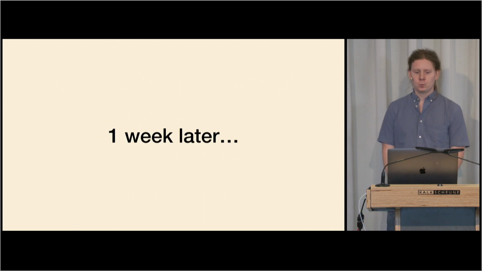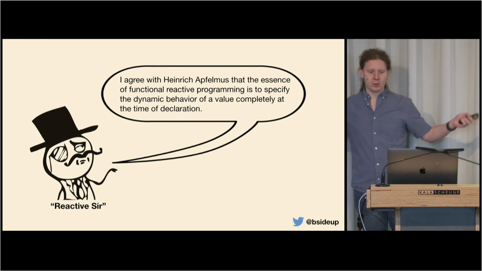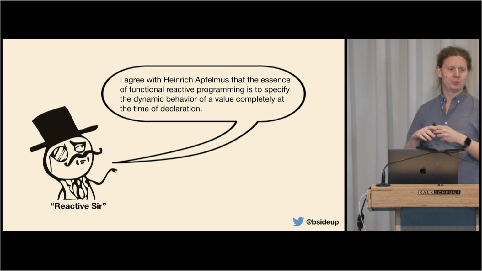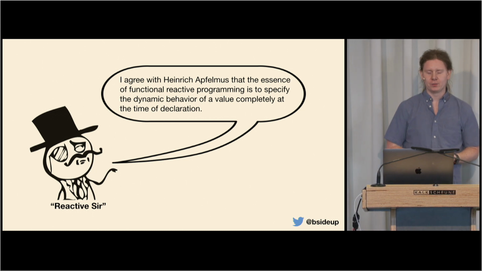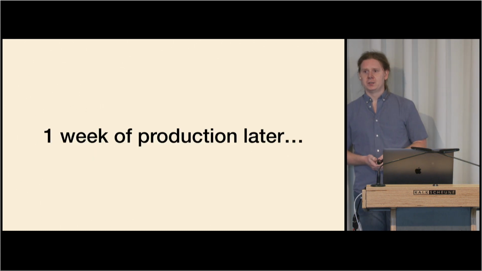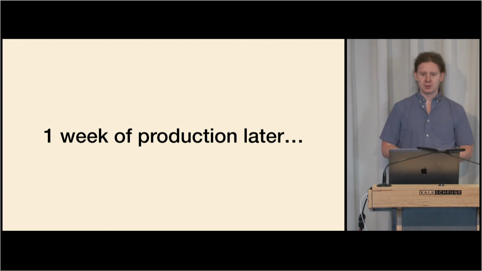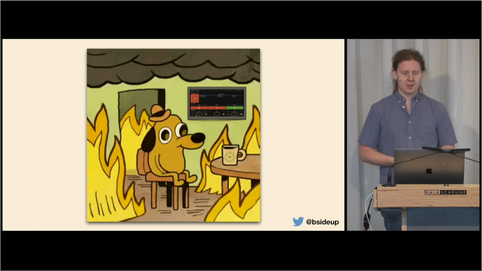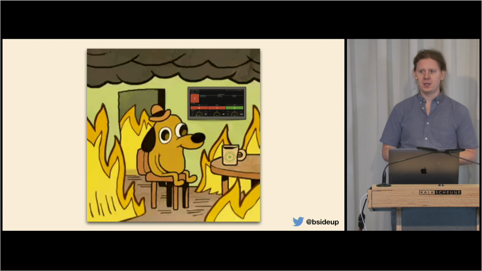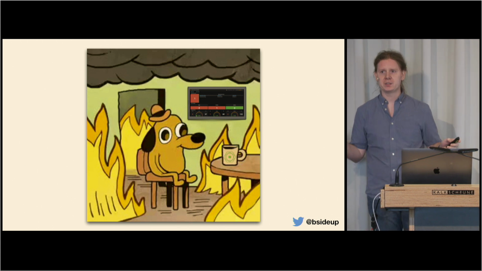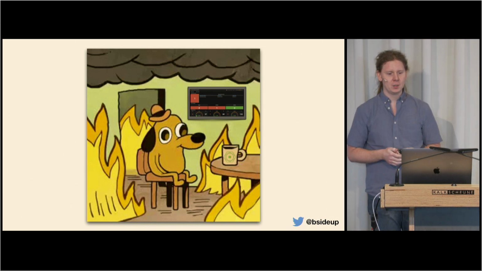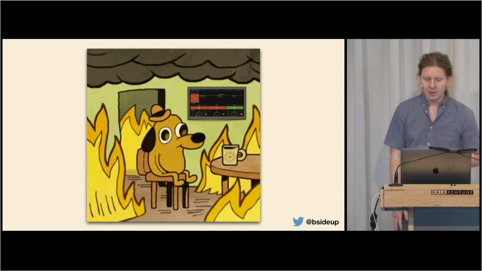So once I learned it, one week later, I was feeling like a reactive seer. I was quoting Henrik Apfelmus and talking about reactive programming like I knew everything. Of course, one week, that's enough to learn anything. But one week later, after we tried it in production, it was more like this. Like, yeah, okay, development time was great. I also learned some cool things. I was hearing about the super highly scalable concurrent model of reactive programming. But in fact, our production was more red than green.